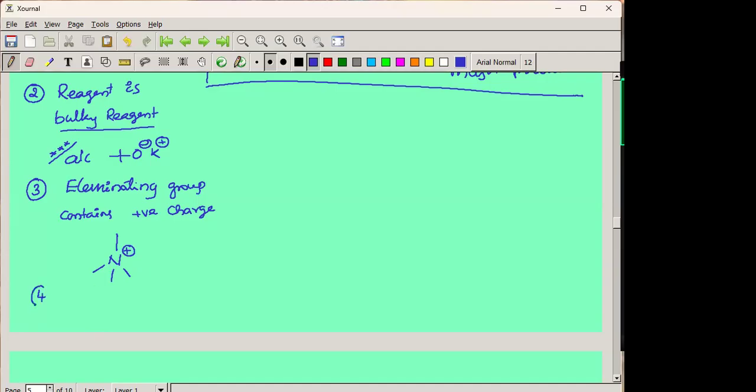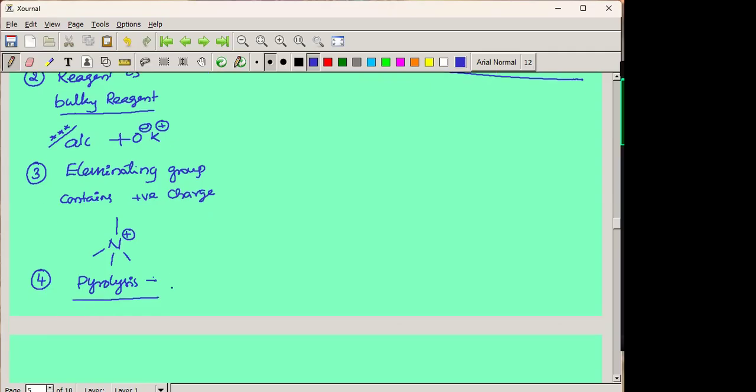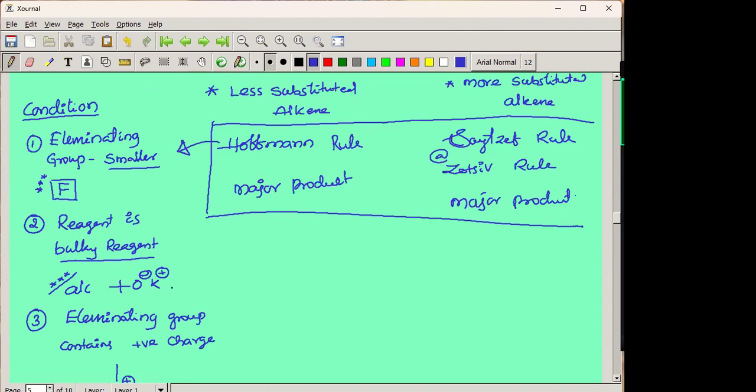The last and final, the fourth condition, is if the reaction is a pyrolysis. Pyrolysis reaction means heating in the absence of oxygen, so that we can burn it. That is considered pyrolysis. In that case also the Hofmann product is formed. So if these conditions are present, it will be the Hofmann product. If these conditions are not present, the formed product is considered a Saytzeff product. Is it clear? Okay? Yes, sir.